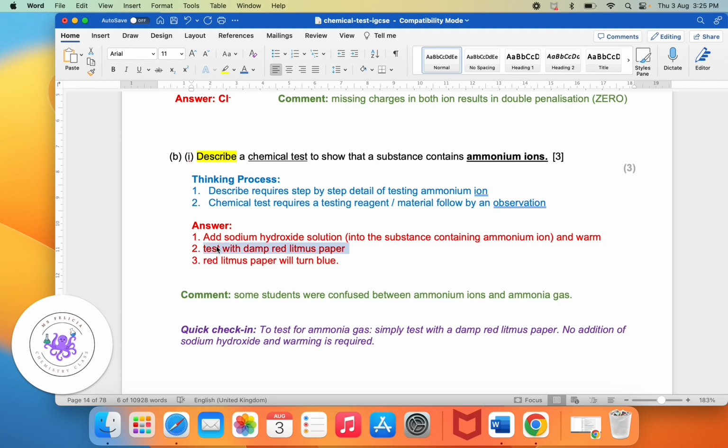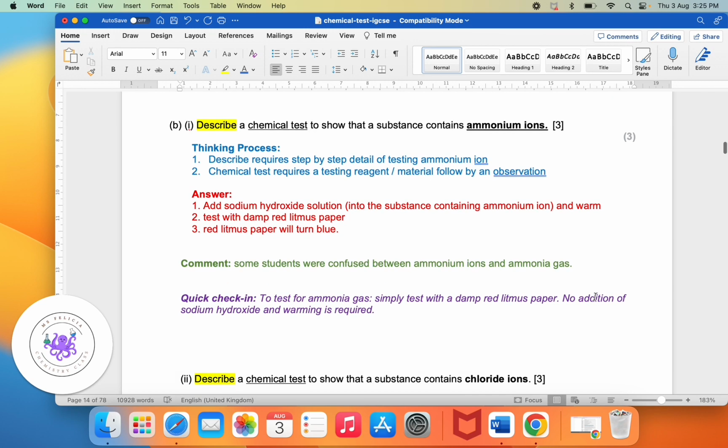You need to say that you test with damp red litmus paper. Again, if you drop the word damp, you will not get marks as well. And the observation is that the red litmus paper will turn blue. So take note of all these things. When it comes to this question, there's still a very high confusion between the ammonium ion and ammonia gas. So if you haven't gotten this right, please check in with your teachers or your textbook.